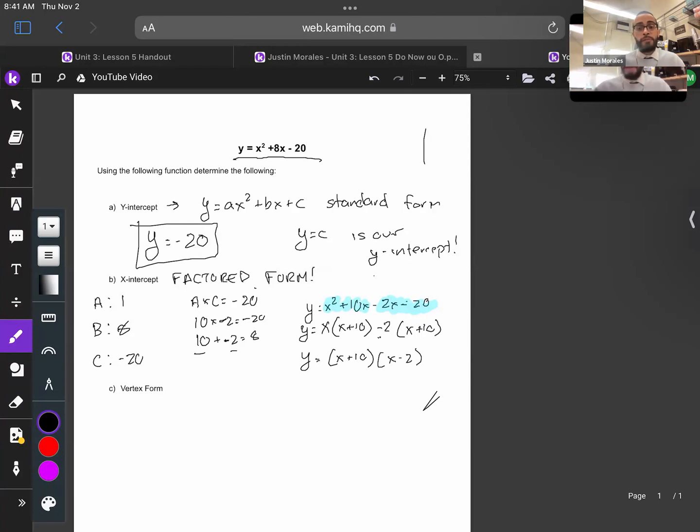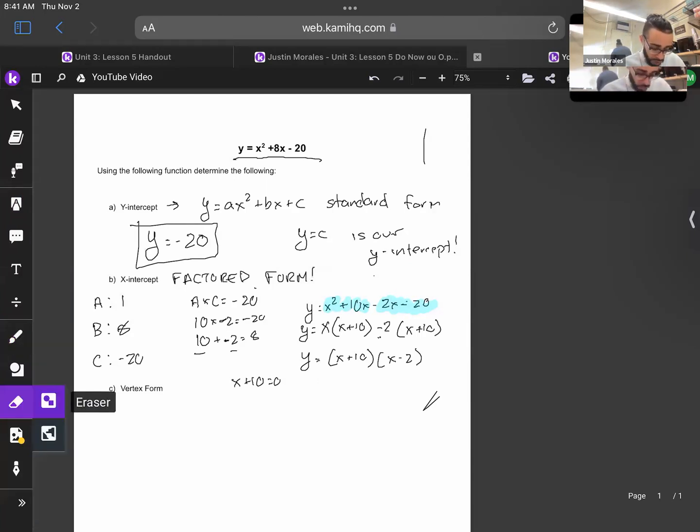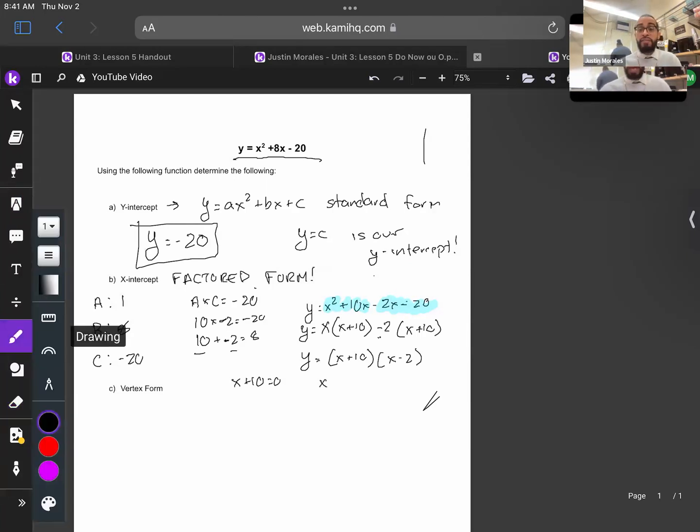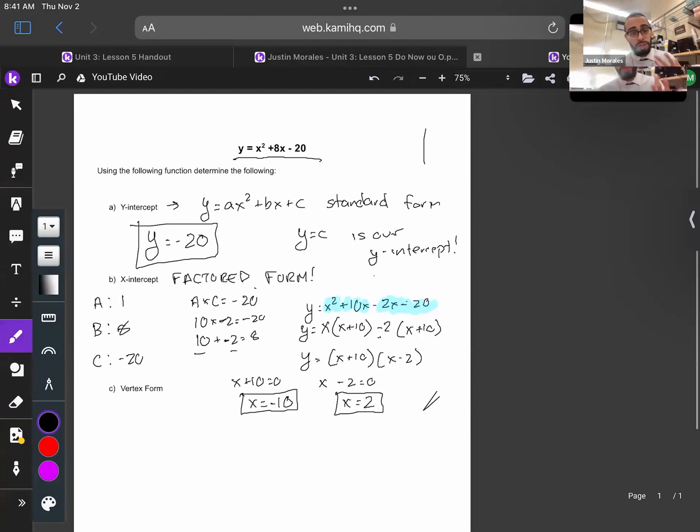But just putting it in factored form is not enough. Now we actually need to determine what our x-intercepts are. So we go ahead and set each parentheses equal to 0. Remember, the reason why we do that is because when we have an x-intercept, our y-coordinate is 0. So we're setting the equation equal to 0. Then we just solve for x. So our two x-intercepts are negative 10 and positive 2. So boom. So far we determined our y-intercept, and so far we determined our x-intercepts.